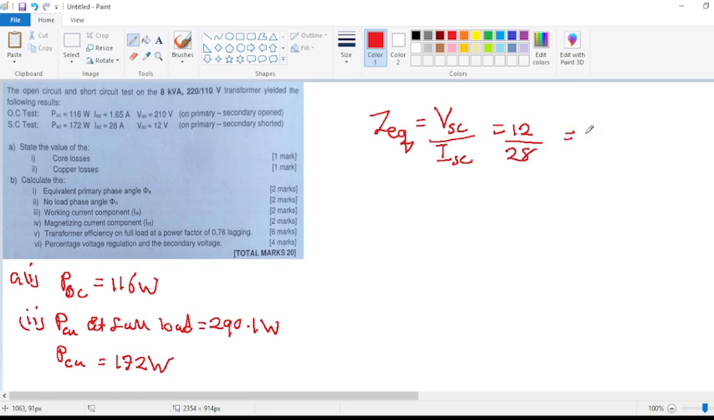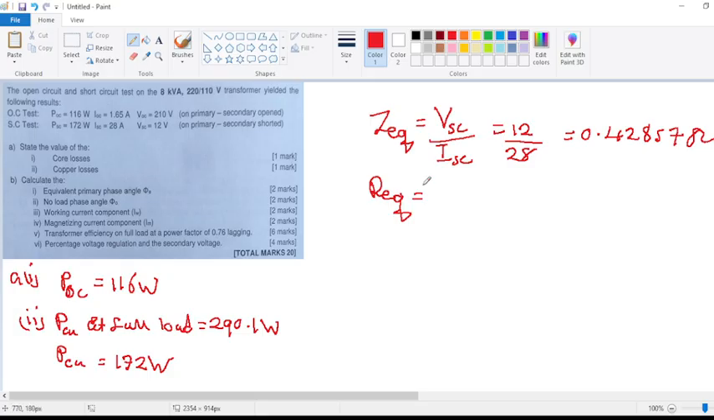0.42857 ohms. So this is the impedance, and it is measured in ohms. Now from the impedance, we have to calculate the equivalent resistance.